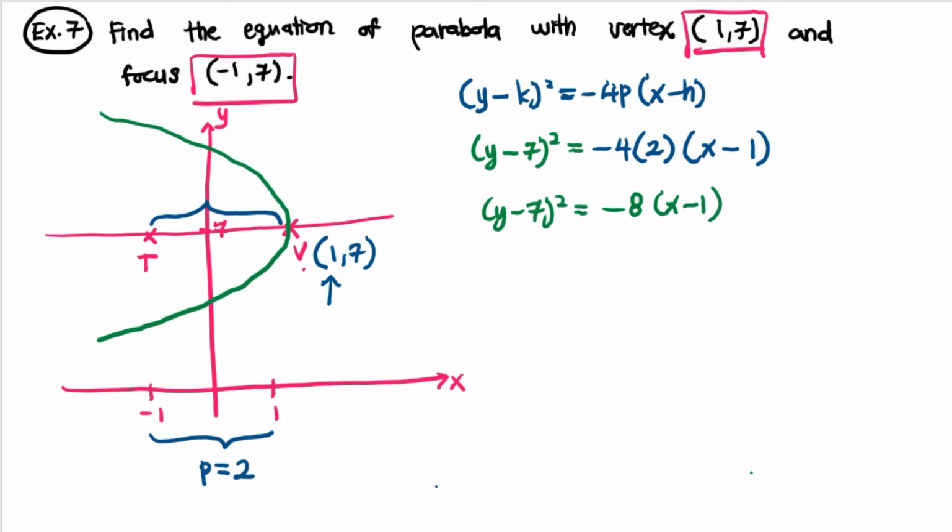If you are asked to find the equation of the directrix, of course, you have to add 2 here, and you get 3. So the equation of the directrix is given by x equals 3. You already have the coordinates for the focus, negative 1, 7, you already have the vertex, and you have the directrix.